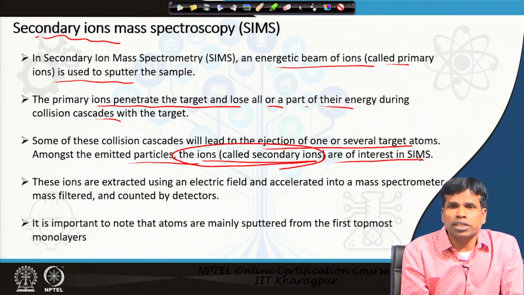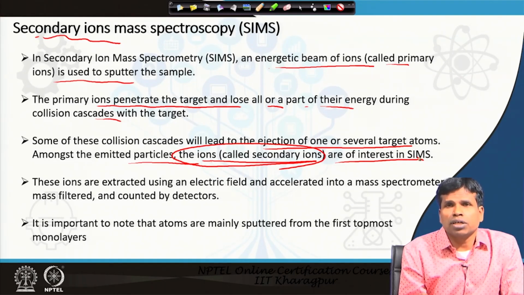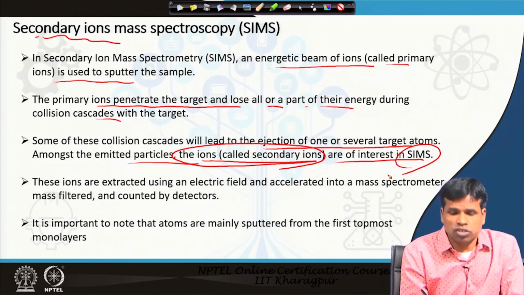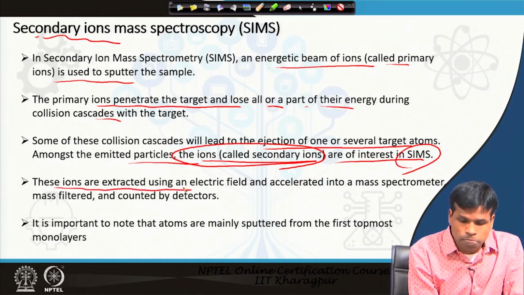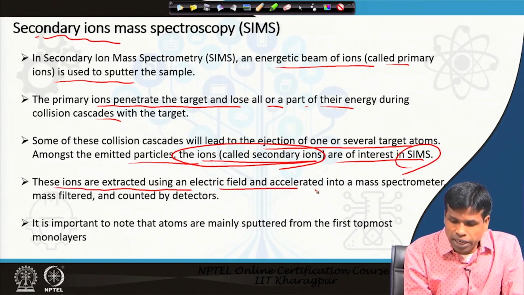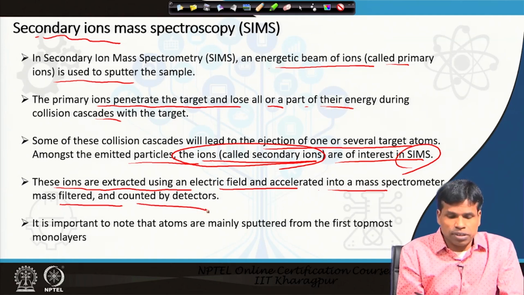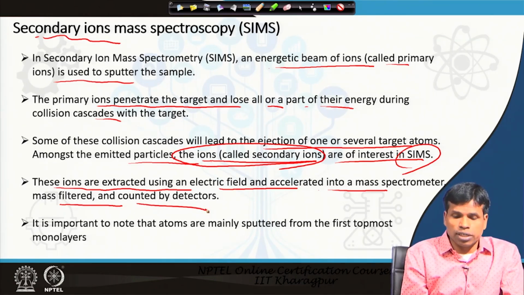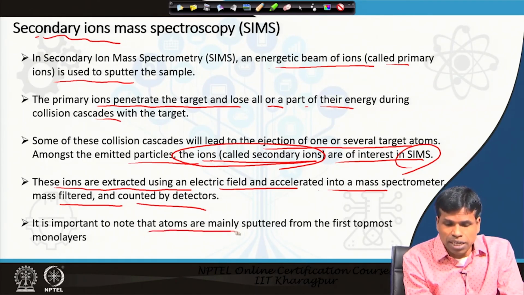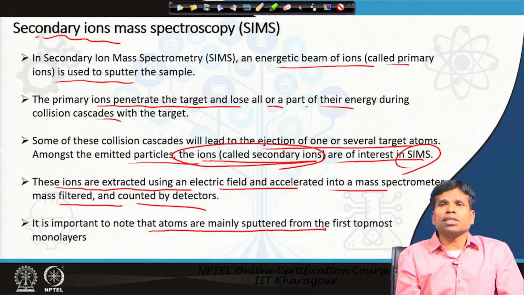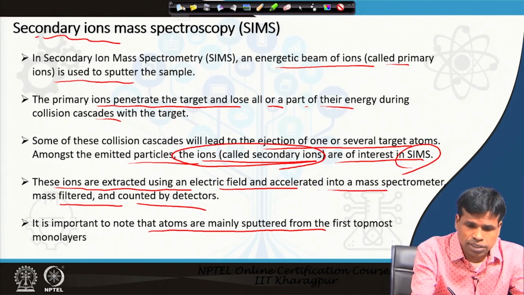There is dedicated SIMS, secondary ion mass spectroscopy, to measure the composition of everything from hydrogen to all the elements in the periodic table. There is no other technique that can measure the composition of hydrogen in a solid sample. The secondary ions are extracted using an electric field and accelerated to the mass spectrometer, mass filtered and counted by the detectors, and this allows us to know the elemental composition of the surface, because it is important to note that atoms are mainly sputtered from the first top few layers. So, it is a type of surface analysis technique which tells about the composition of the surface.